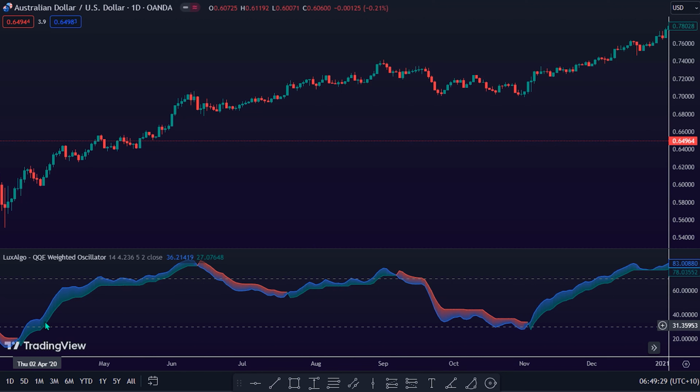How can traders use the weighted oscillator for the continuation of a bullish market? To use the QQE Weighted Oscillator in a bullish market, traders need to watch out for a trending bullish market.